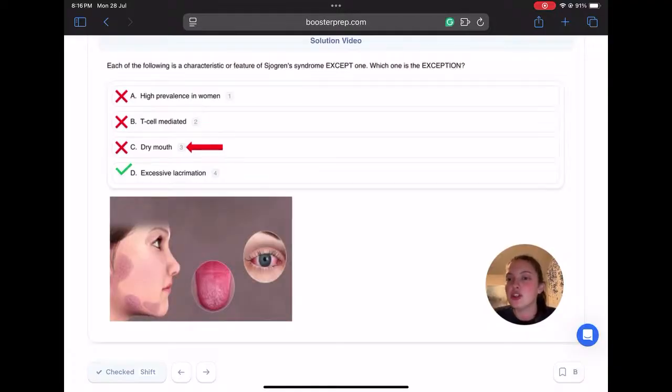This is not only a feature or characteristic of the condition, but is basically a defining quality of Sjogren's syndrome. Because the T cells are attacking the lacrimal and the salivary glands, xerostomia, or a dry mouth, it's just another word for dry mouth, is one of the major symptoms of the condition alongside those dry eyes. So we definitely knew that this answer choice was incorrect. So we know that when talking about Sjogren's syndrome, we see a high prevalence in women, we know that it is T-cell mediated, and we know that affected patients have a dry mouth. We do not see excessive lacrimation in this syndrome, but would instead see insufficient lacrimation.